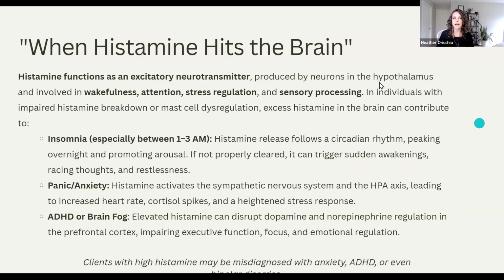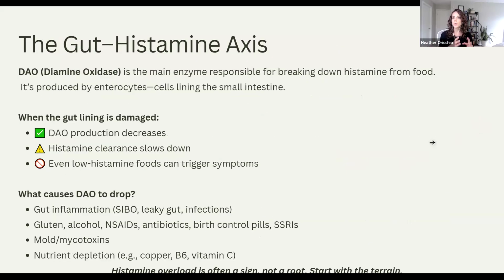So the gut histamine axis. DAO, diamine oxidase, is one of the main enzymes responsible for breaking down food-based histamine. So when the gut lining is damaged, we're going to have a decrease in the production of DAO. Histamine clearance from the liver is going to slow down. And then even when they're eating low histamine foods, you've probably heard this very often, they're still going to trigger their symptoms.